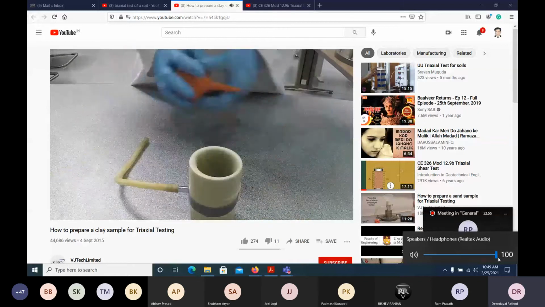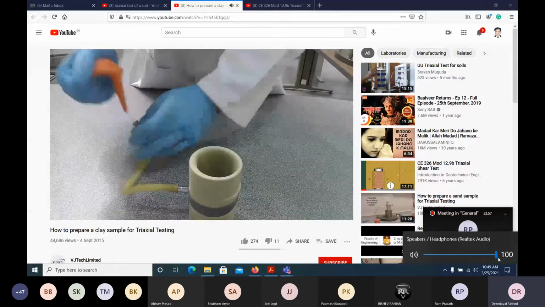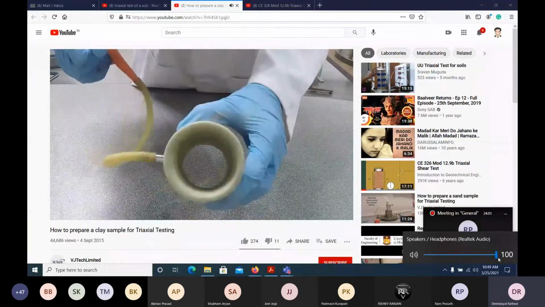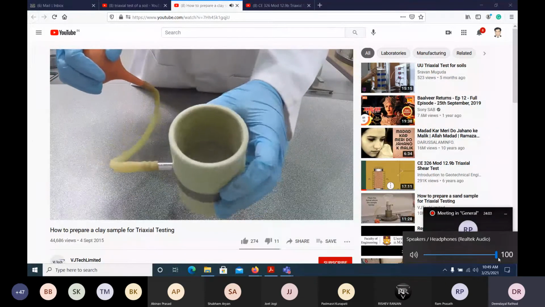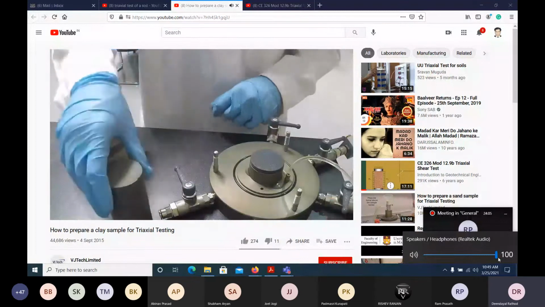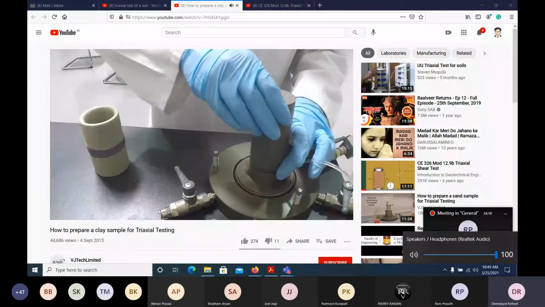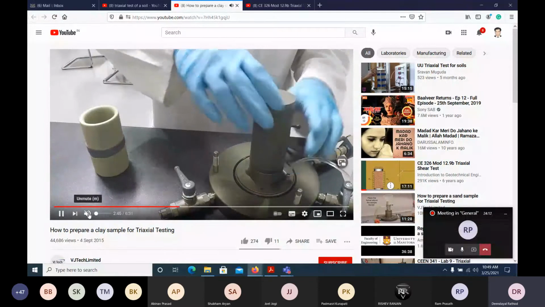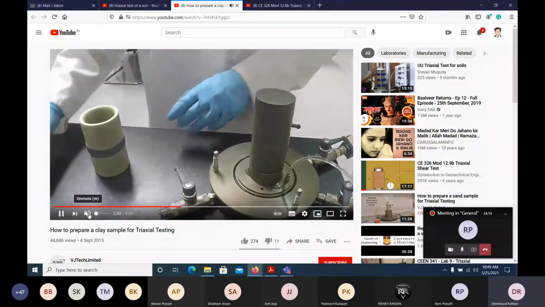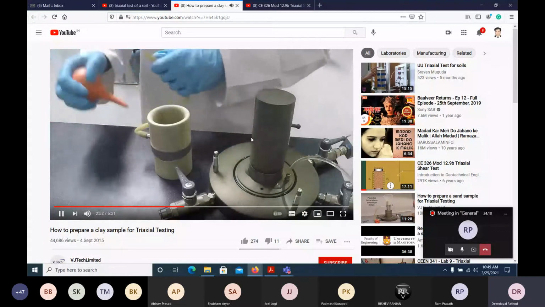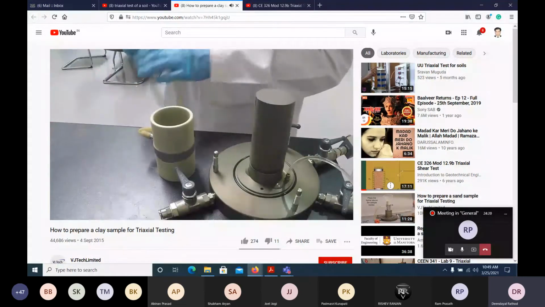The suction ball will act as a vacuum, sucking in the air between the membrane and stretcher, making it easier to slide over your specimen. Position the specimen on the base pedestal. So that is the specimen, the soil specimen UCC sample. Place the membrane stretcher over the specimen without damaging it by using the suction ball.